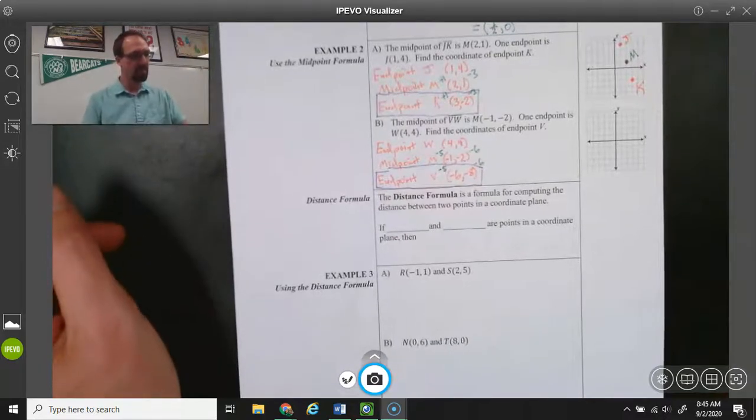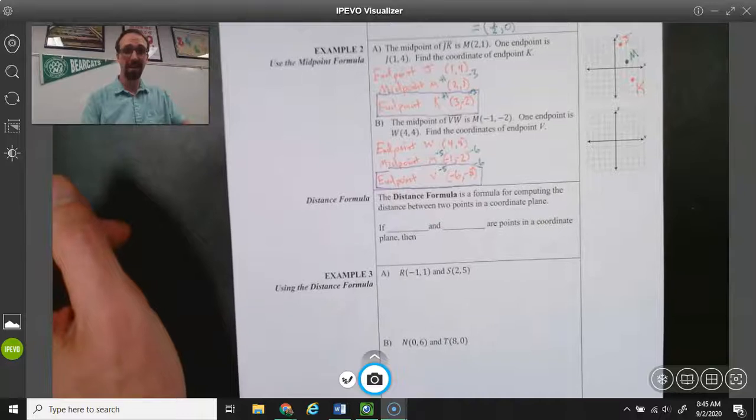Hopefully this helps with using the midpoint formula, both to find the midpoint and then also to find an endpoint given the midpoint.